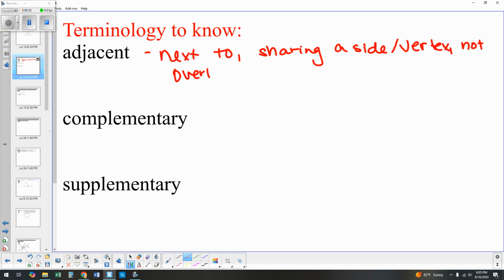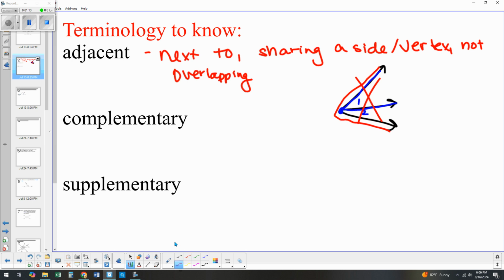So if I were to draw a little diagram, angle 1 here and angle 2 here would be considered adjacent because they both share this common side and they both have the same exact vertex. I could not say that angle 1, as I've now drawn in blue, is adjacent to the whole angle, even though they share a side and they share a vertex, they overlap each other. So that would not be considered adjacent.